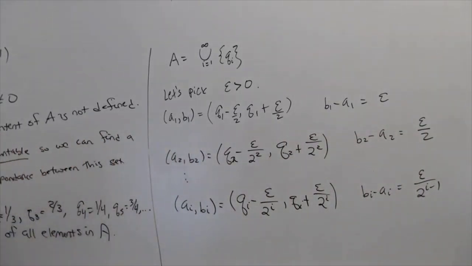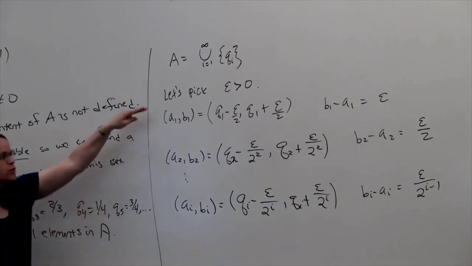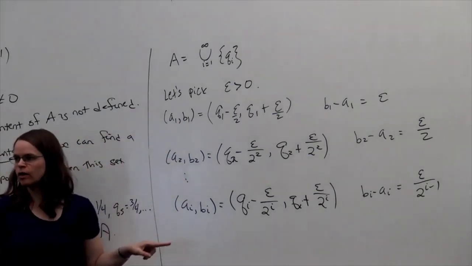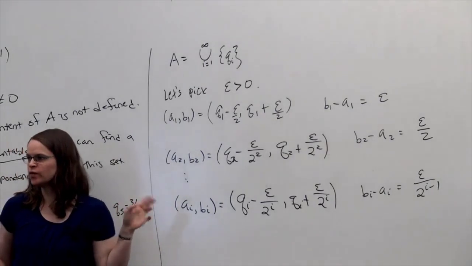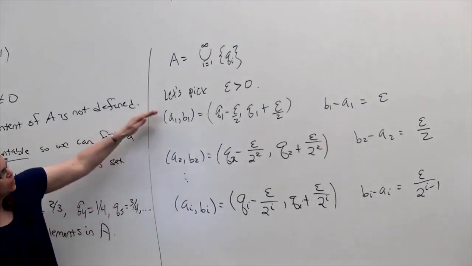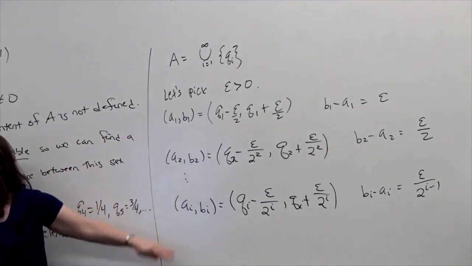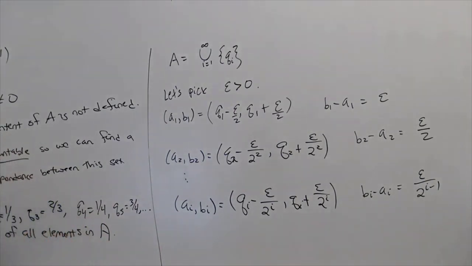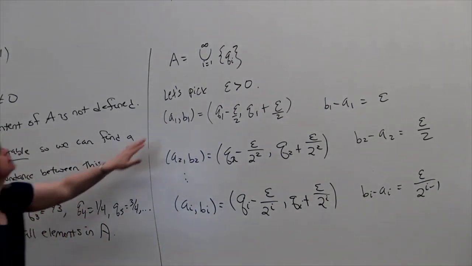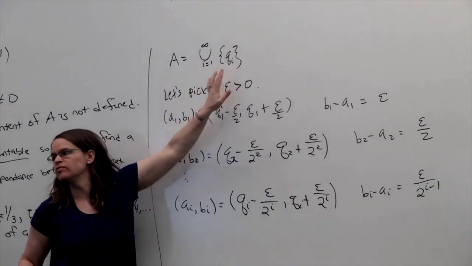Because I could put these in a list, I could put them in a one-to-one correspondence with the naturals. All of the rational numbers will show up here somewhere. So I've got an interval covering every one of my rationals. If I take the union of all of these intervals, they're certainly going to cover my entire set, because my entire set is nothing but the union of all these numbers.